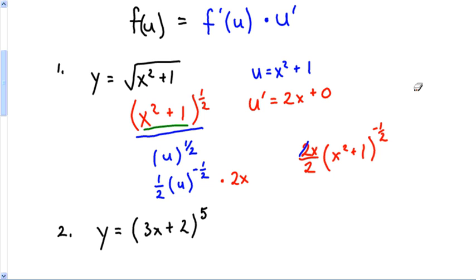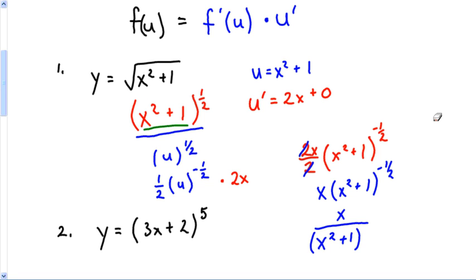Well, let's see. 2 divided by 2 means that's gone. So that's kind of reduced it to x times x squared plus 1 to the negative half. But the thing is, math teachers usually don't want you to have this negative 1/2 power here, but we can fix that too. So we can change that to say x over x squared plus 1 to the half. Or your teacher may want you to put the radical back in.